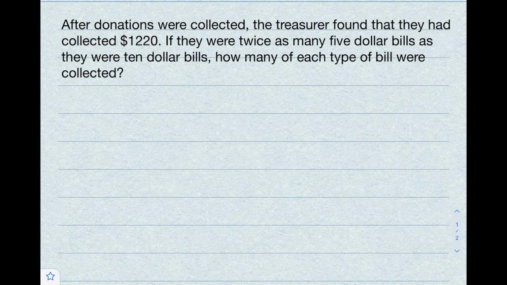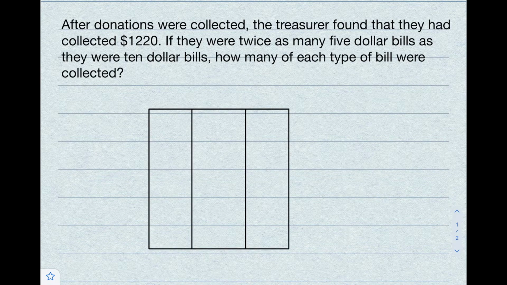First, let's create a chart. The first row will be the $5 row. We'll have a $10 row, and we'll have a row for the total. The first thing we want to know is the number of bills. How many $5 bills are there? How many $10 bills are there? And how many bills are there total? And the problem did not tell us that.